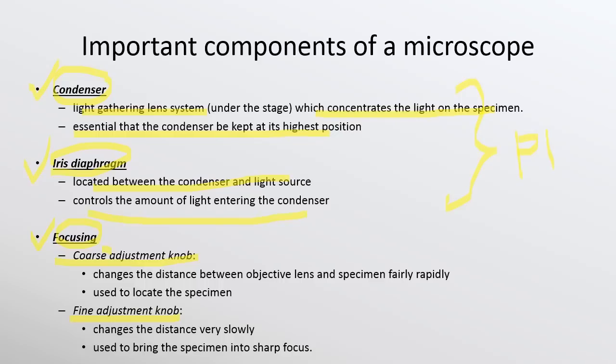Which means you have your slide, right? Your sample can be anywhere on the slide. So in order to find your sample or a particular area, we use the coarse adjustment knob. On the other hand, fine adjustment changes the distance very slowly. So usually we use it to get a final tuning, to get a sharp focus of your image.